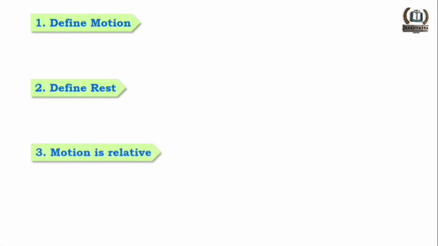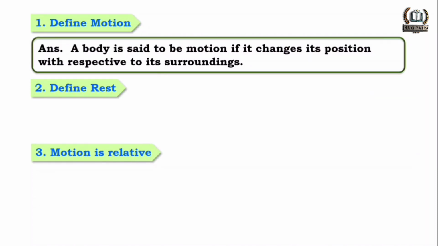Next is define motion, define rest, and motion is relative. Now try to write the answers by yourself because I already explained all three terms. I'm also helping you. For the first question, define motion, your answer is: a body is said to be in motion if it changes its position with respect to its surroundings. This one I already explained at the very beginning. So this is the answer for the definition of motion. You just note it down.